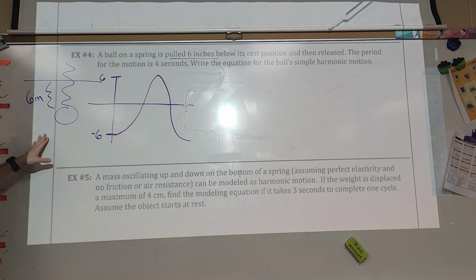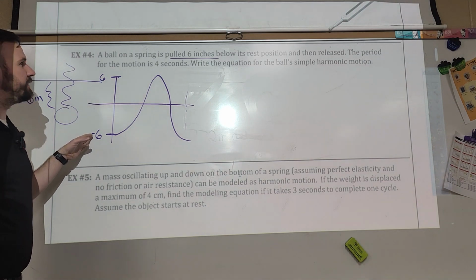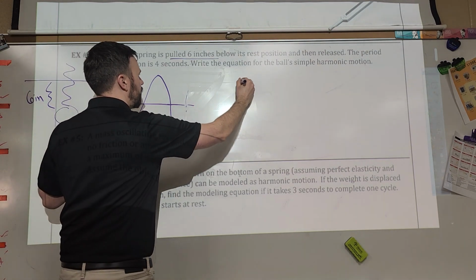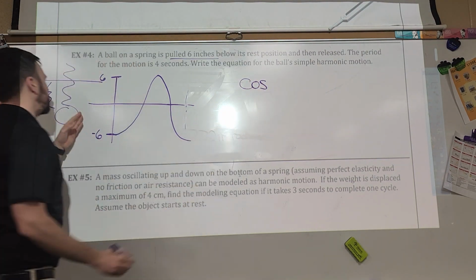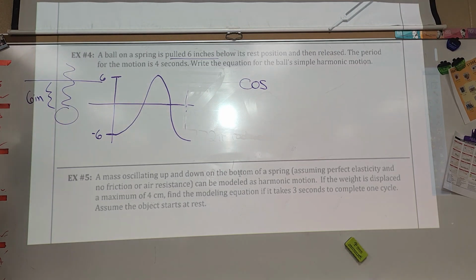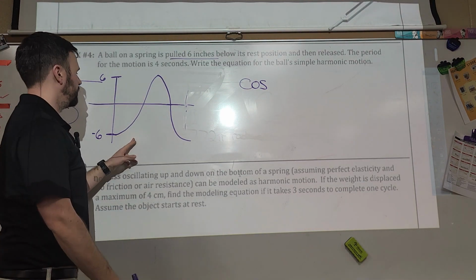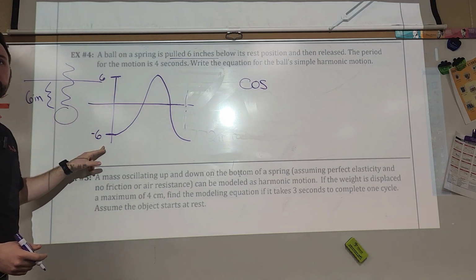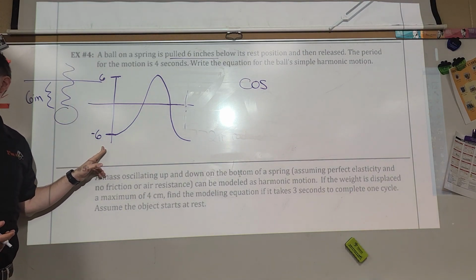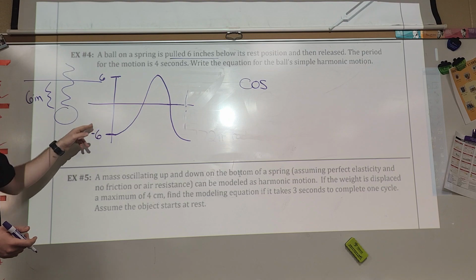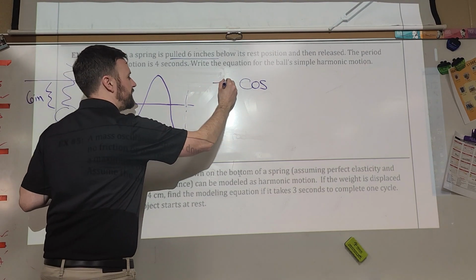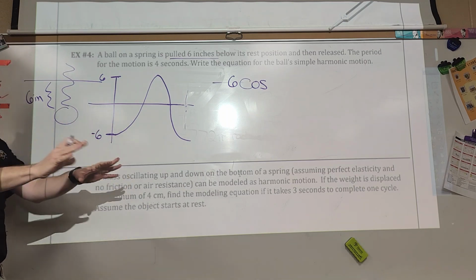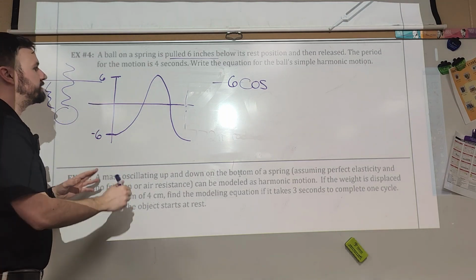So if I need to graph this, would I use sine or cosine? I'm going to use cosine because I'm not starting in the middle. I'm starting with it pulled down. Now, am I starting at a max or a min? Min, so I have to do a negative, right? What's my amplitude? So it's going to be -6 cosine. No shifts, because I'm making this equation, and I'm going to make it with no shifts.